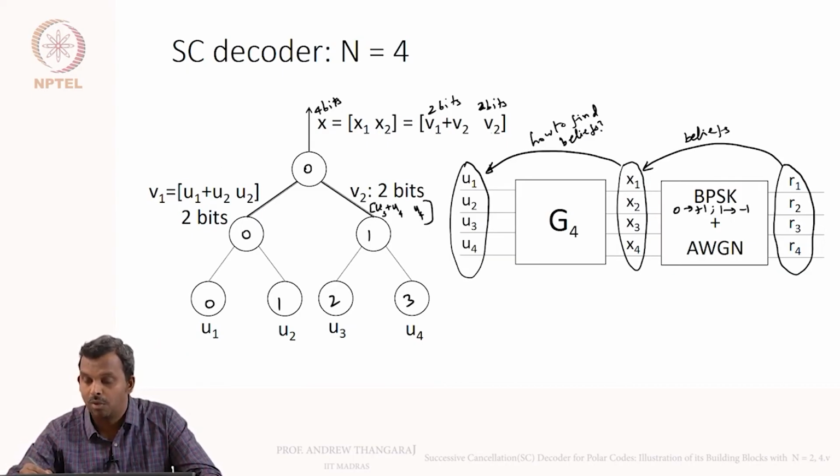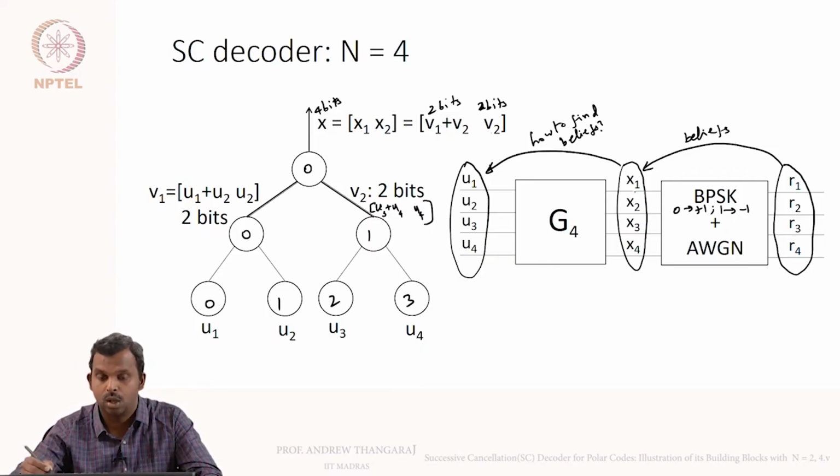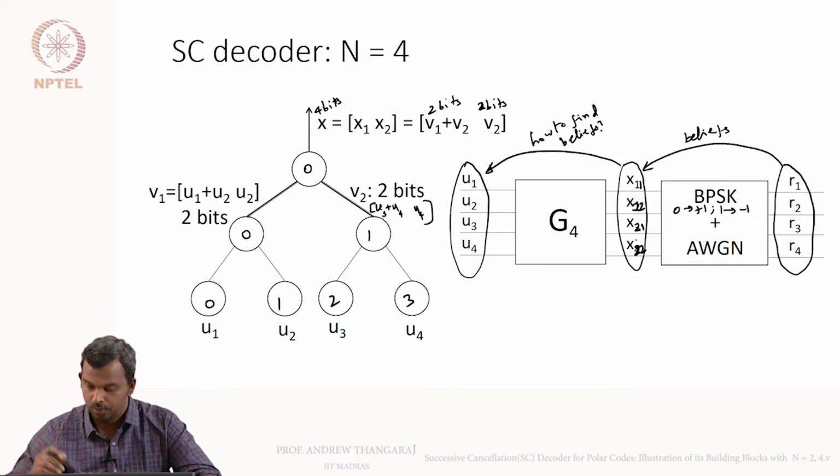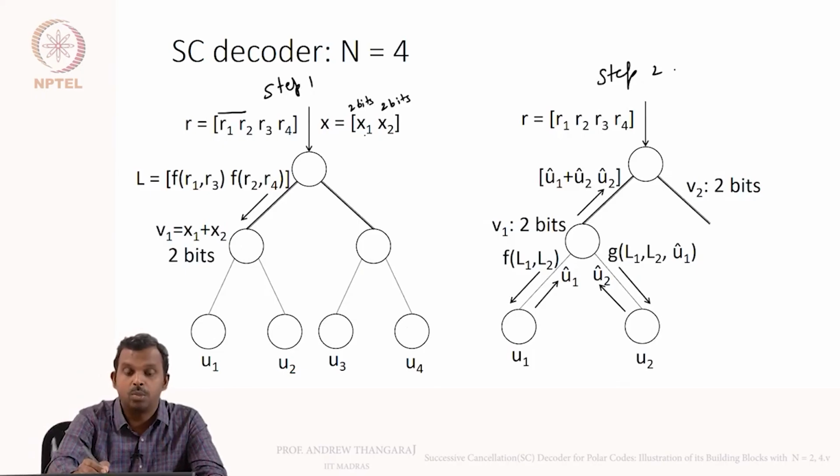Notice I've also written X1, X2, X3, X4 here. Remember, this is not X1, X2. So I should write this as X11, X12 and X21, X22. Okay, so this is better notation. We'll go back and correct it. So I have X11, X12, X21, X22. This is the first bit of X1, second bit of X1, first bit of X2, second bit of X2. So X1 and X2 are 2 bits each.